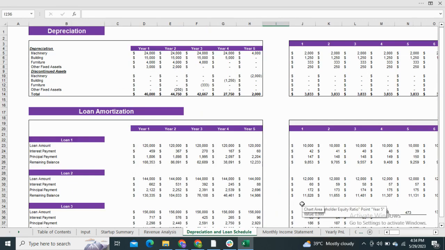Moving on to the depreciation and loan amortization schedule. Depreciation is a reduction in the value of your asset for the next 5 years, and the loan amortization schedule shows the monthly principal and interest payments.